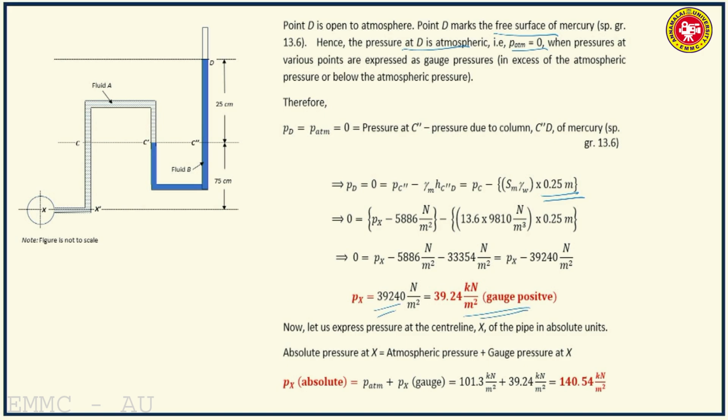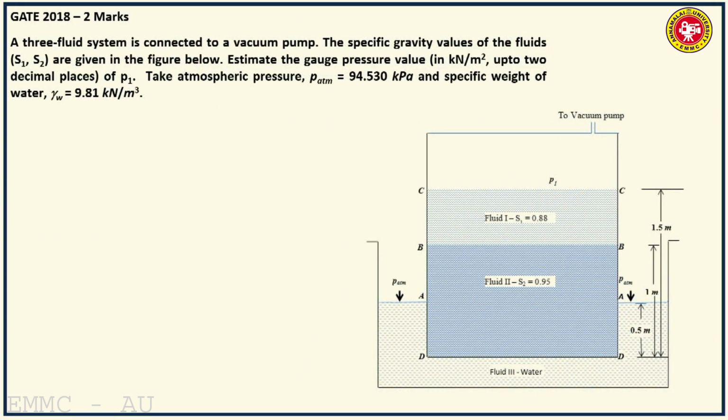square gauge positive. So if you want to express the pressure at center line X of the pipe in absolute units, then absolute pressure at X will be atmospheric pressure plus gauge pressure, what we have derived. So 101.3 kilonewton per meter square plus 39.24 kilonewton per meter square, you get 140.54 kilonewton per meter square. So let us go to the next problem.